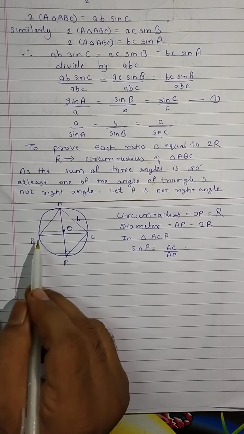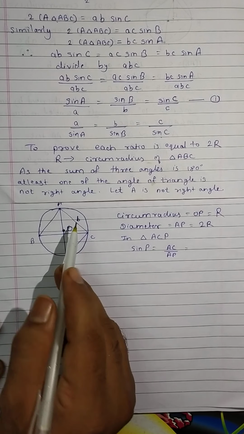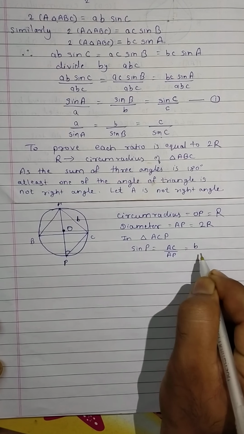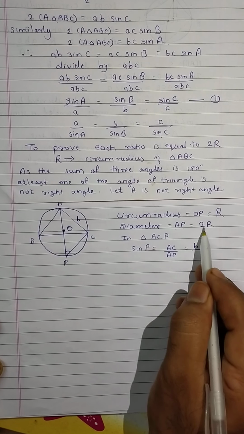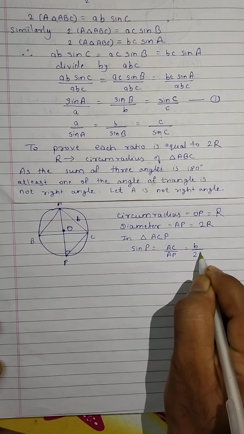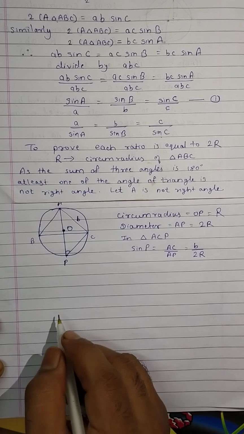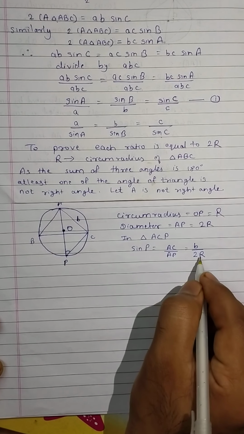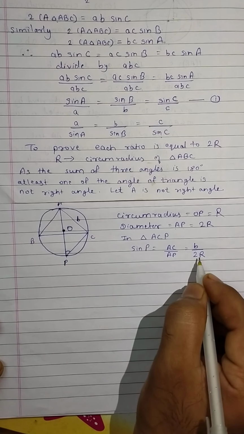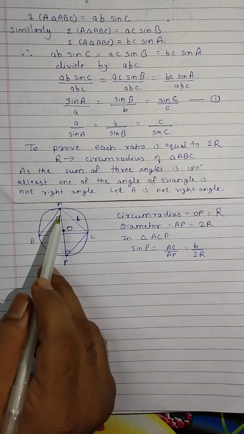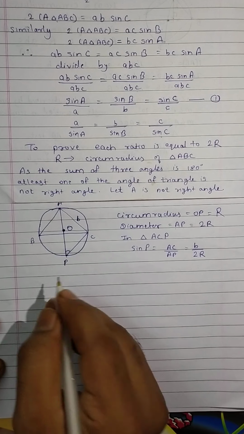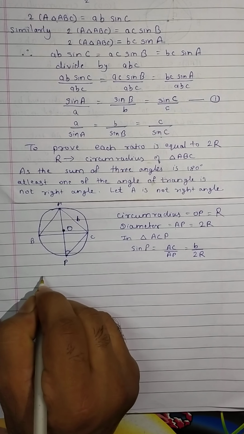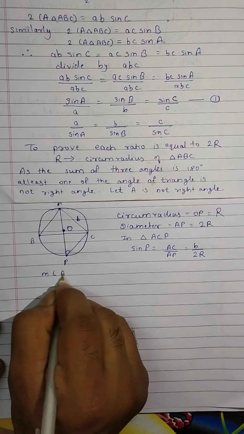the side opposite to vertex B is small b, and AP is a diameter which is 2R. So we got sin P is equal to b upon 2R. Now consider angle ABC, measure of angle ABC.